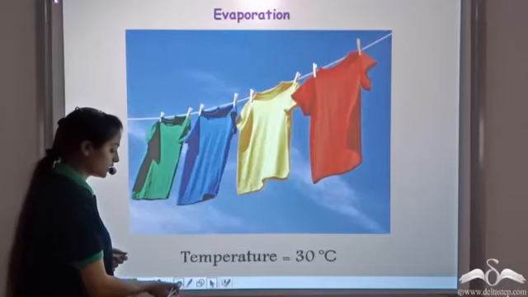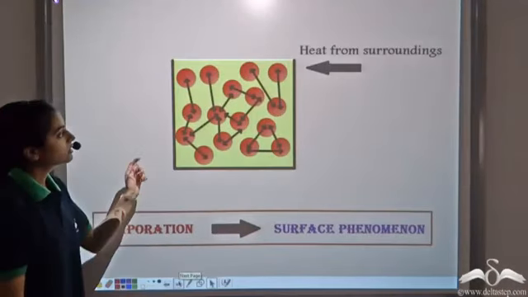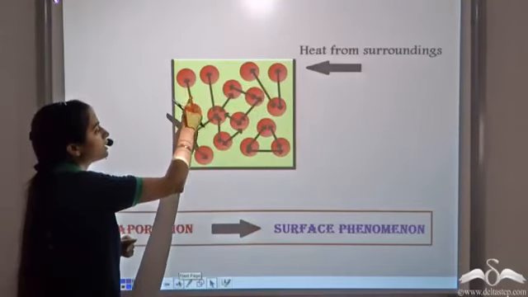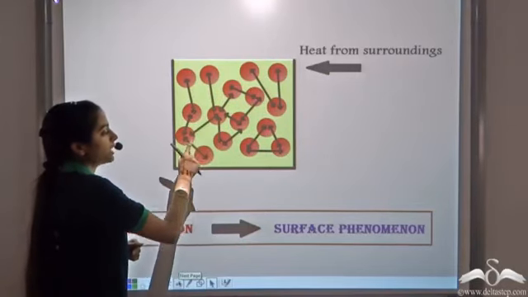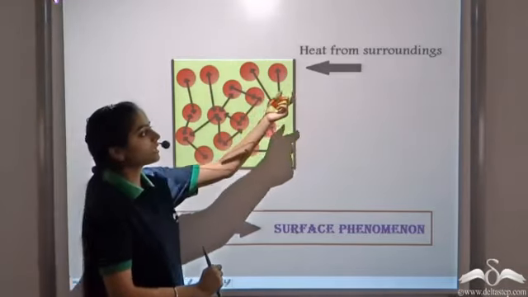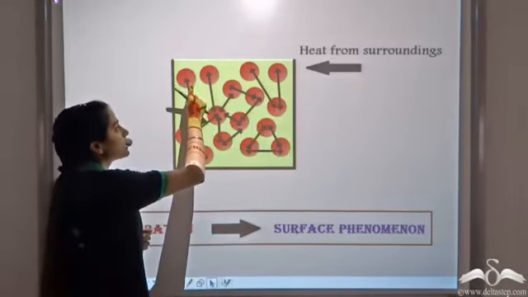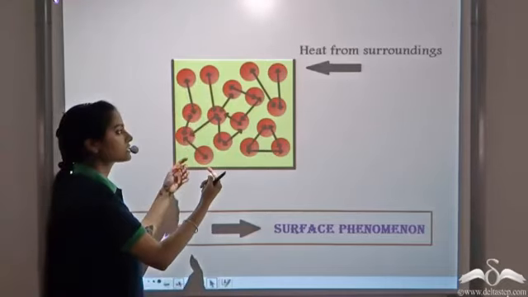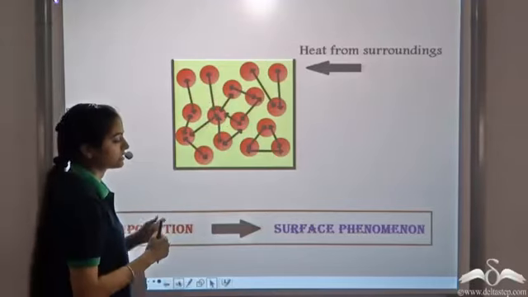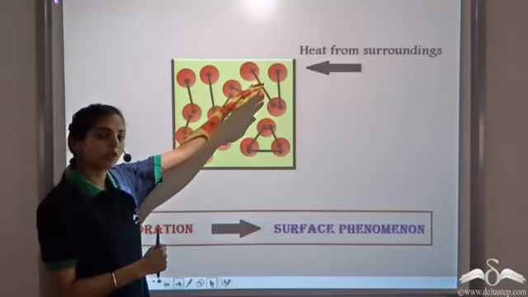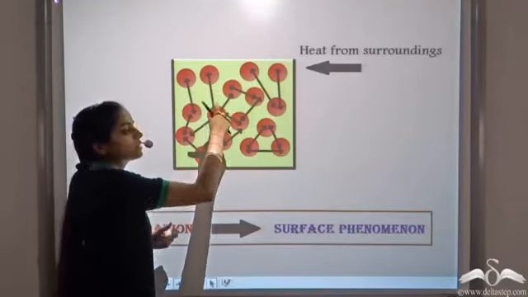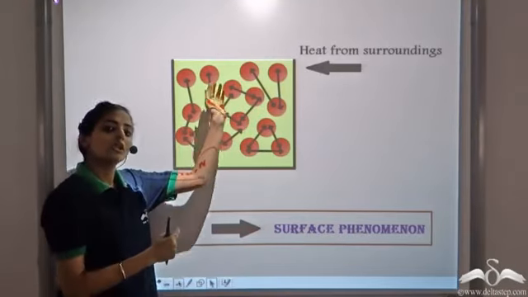How is evaporation taking place? Let's see. The particles that are present on the surface have lesser forces of attraction as compared to the particles which are in the bulk of the liquid. So a little heat from the surroundings increases their kinetic energy to such an extent that they overcome these forces of attraction and they escape as gas. So evaporation is a surface phenomenon. They extract heat from the surroundings, and so the surface particles evaporate. That is, they change into the gaseous form.